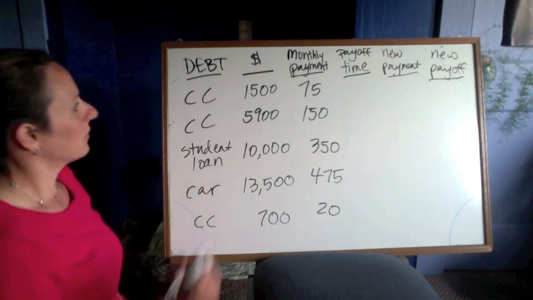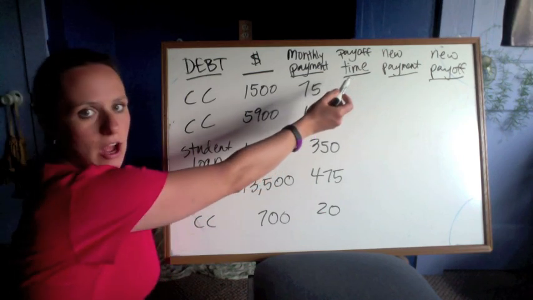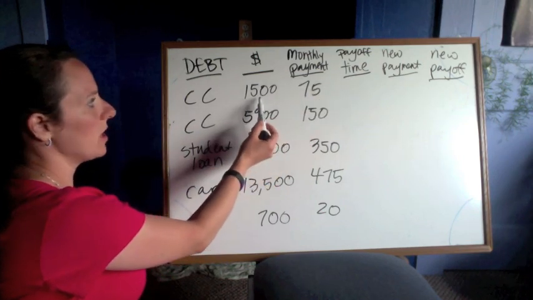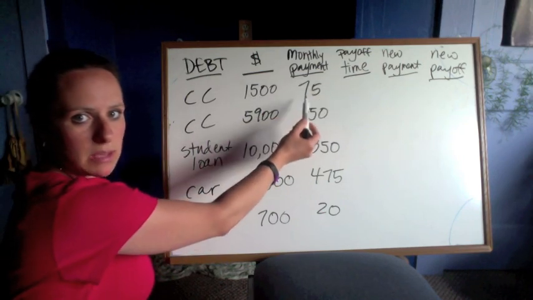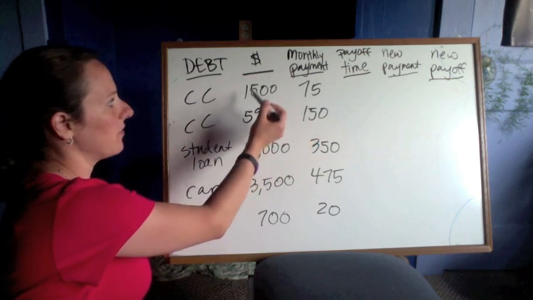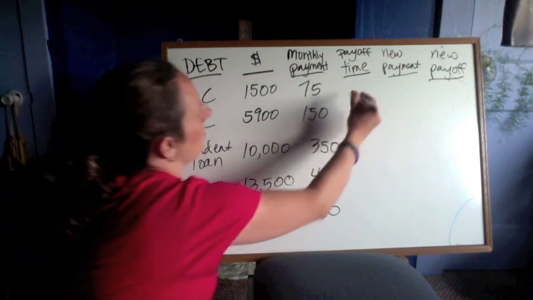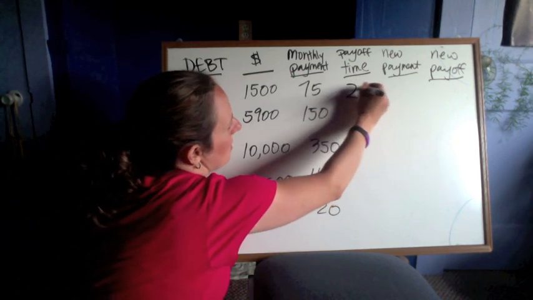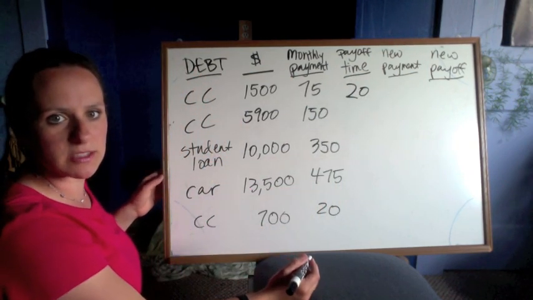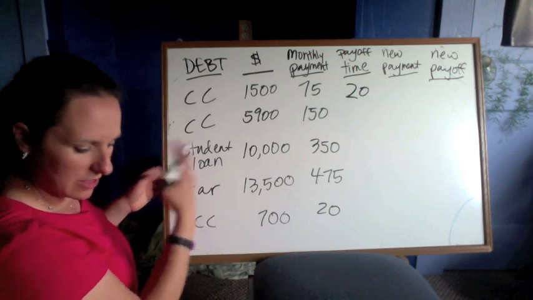First thing you want to do to get the payoff time, what you do is take what you owe and the minimum monthly payment and you divide it. So 1,500 divided by 75 would be 20. That's your payoff time, would be 20 months. Just for that one. And then you do it for all of them.